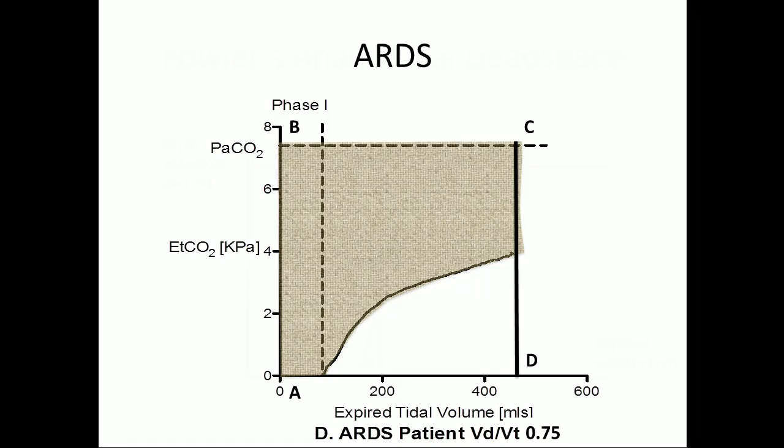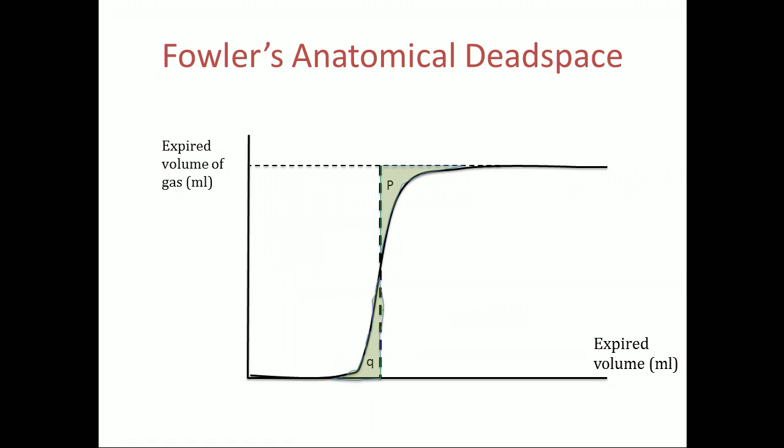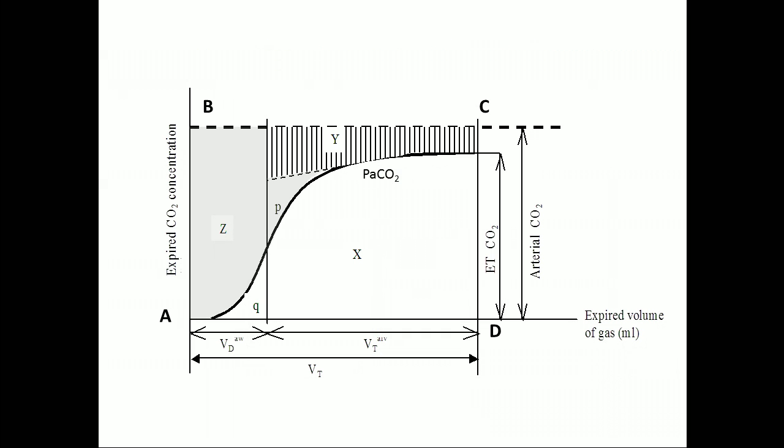And the second clever thing that he did was to add an extra degree of sophistication. He incorporated Fowler's method of measuring anatomical dead space, which was initially done on the single breath test of nitrogen, and incorporated it into the CO2 waveform, such that phase 2 gets split into areas P and Q, where both these areas are equal. And now if we incorporate that into our areas A, B, C, and D, what we have is the whole portion of tidal volume split into 3 distinct volumes and areas.